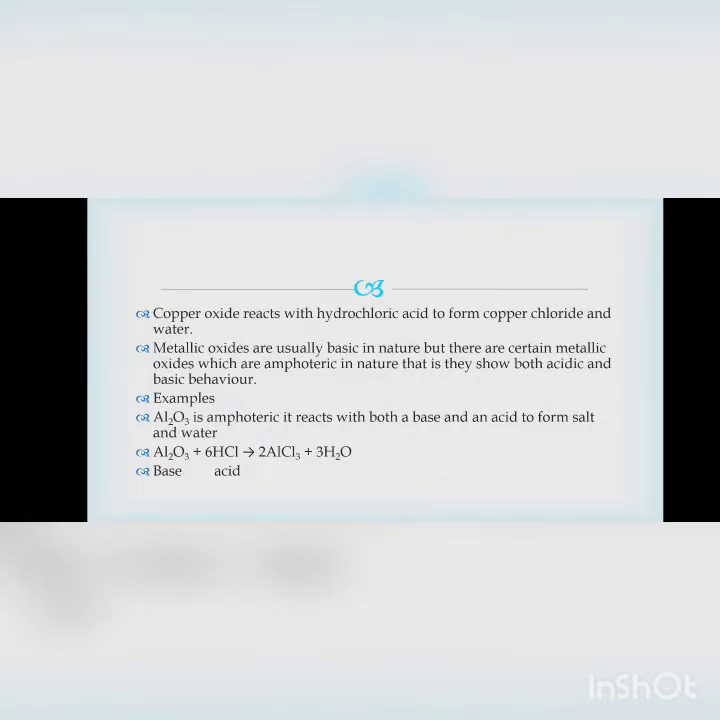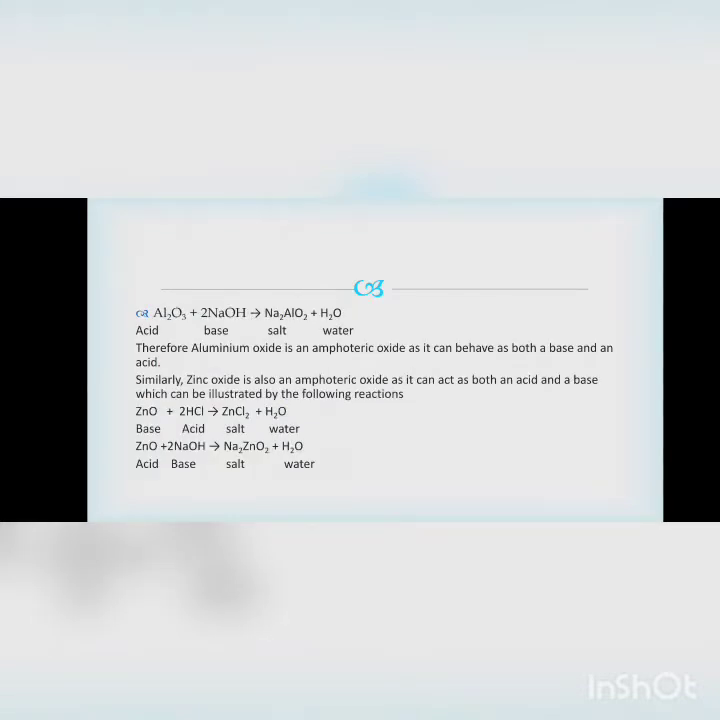See over here, aluminium oxide is acting as a base because it reacts with an acid to form aluminium chloride and water. Aluminium chloride is a salt. Aluminium oxide also behaves like an acid when it reacts with a base like sodium hydroxide to form salt and water, sodium aluminate and water. Therefore, aluminium oxide is amphoteric in nature, since it behaves both as an acid and a base.